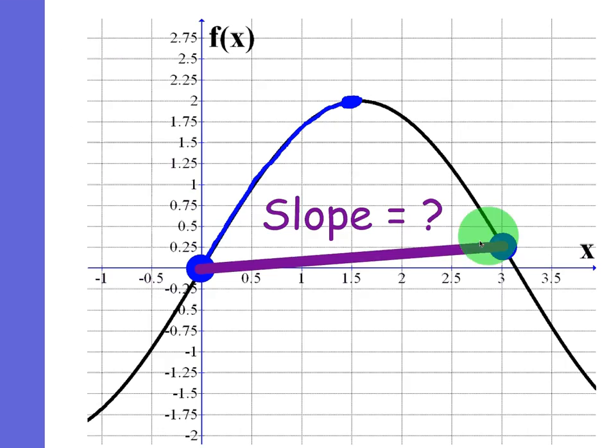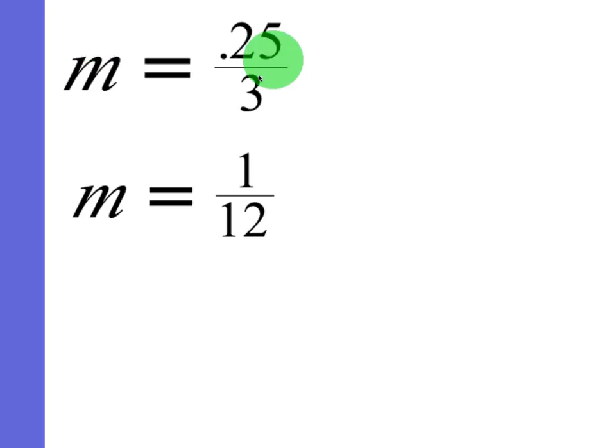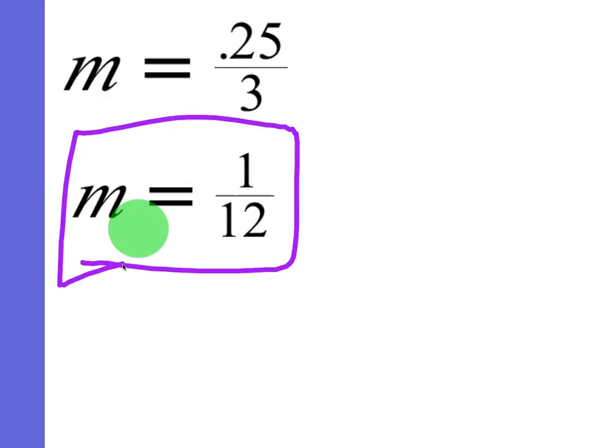Well, a secant line just connects 2 points, right? So we want to figure out what's the slope of this purple line. Well, you would figure out this point, (0, 1), figure out this point, which is (3, 0.25), and use the formula for slope, y2 minus y1 over x2 minus x1. So there's our two endpoints. Plug this in, y2 minus y1 over x2 minus x1. 0.25 divided by 3 is the same as 1/4 divided by 3. Okay. 1/4 divided by 3 would be 1/12. So the slope of this purple line would be 1/12.